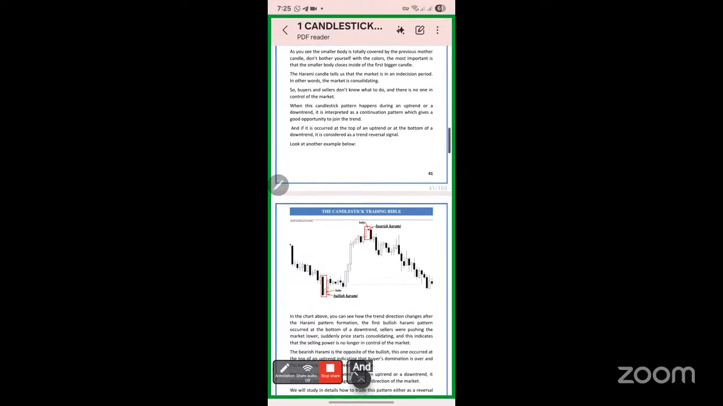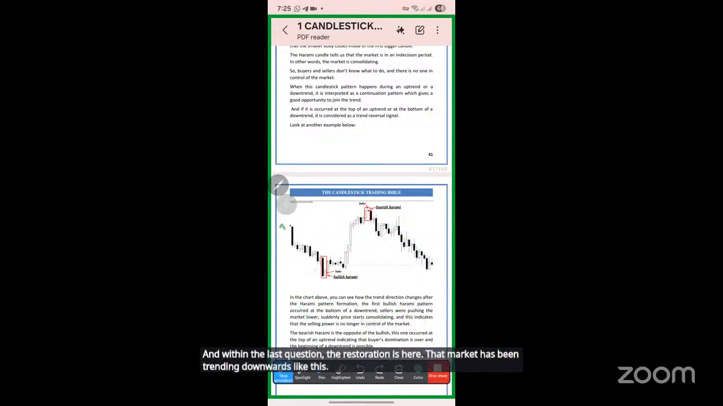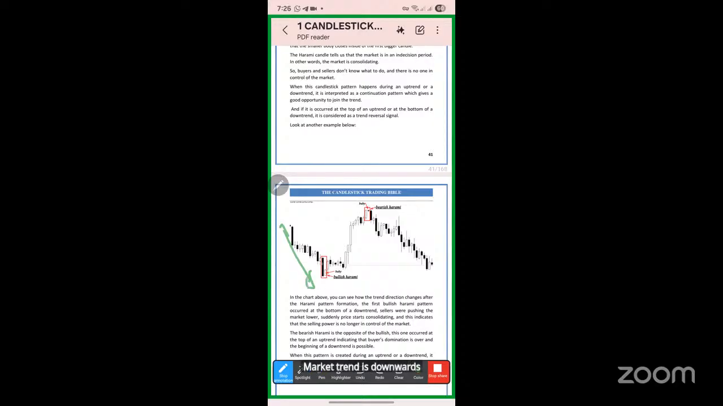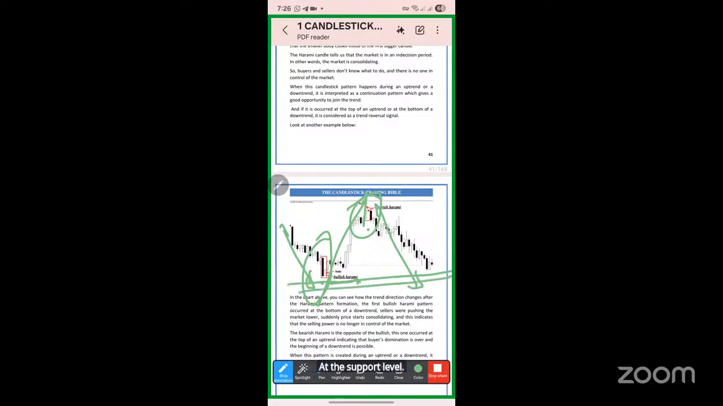And within the illustration is here. The market has been trending downwards like this. The market trend is downwards. It prints a bullish Harami. It continues the upward side. The market reaches here, prints a bearish Harami, goes down. So a bullish Harami is always formed at the support level, the demand zone. And the bearish Harami is formed at the top here, at the resistance level. Once this one forms, the market goes up, and once this one forms, the market goes down.